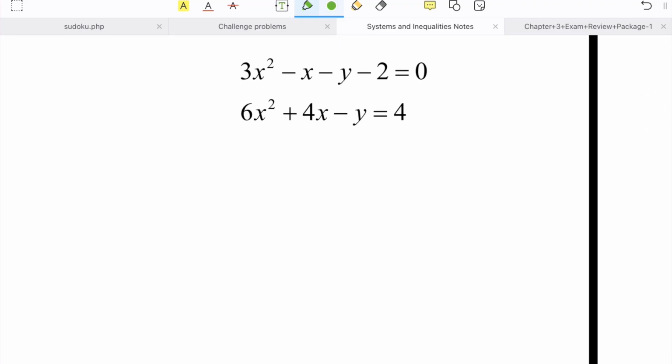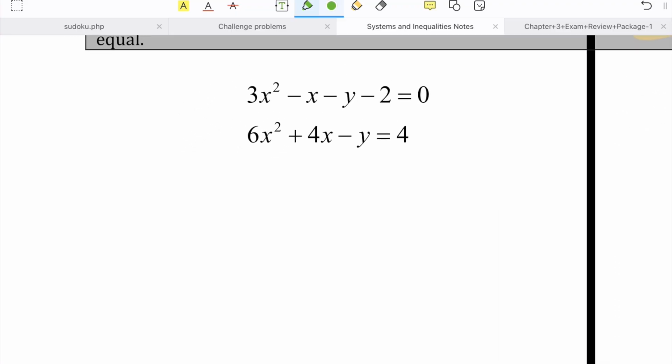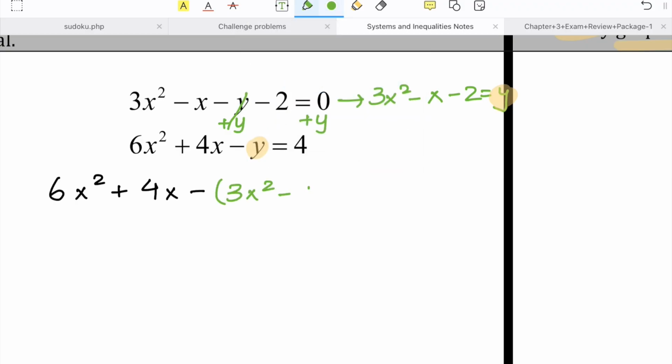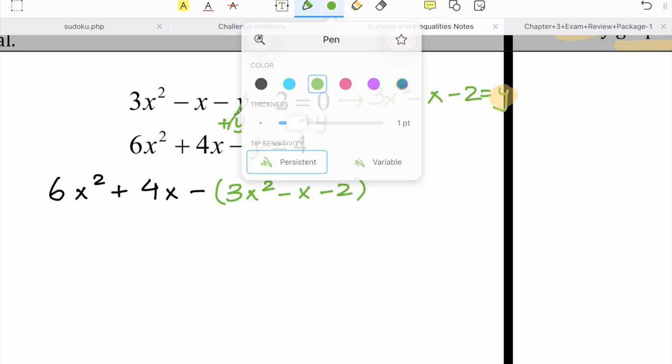Let's start with substitution first. The substitution is that you want to isolate your y, right? You want to move your y to the other side. So I'm going to add y on both sides. Minus y plus y is 0. So 3x squared minus x minus 2 is equal to y. Now I'm going to input that y over here, in this equation. So I have 6x squared plus 4x minus, I'll input the y, so 3x squared minus x minus 2, and that's equal to 4.